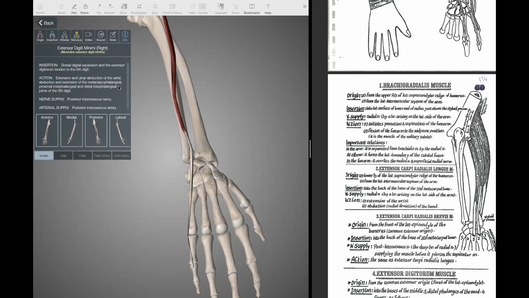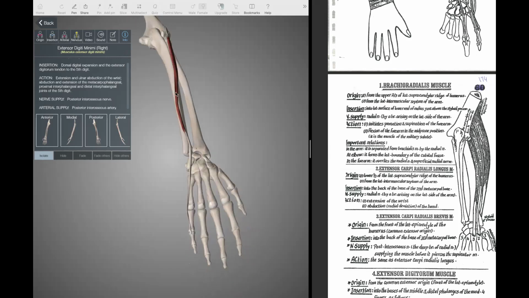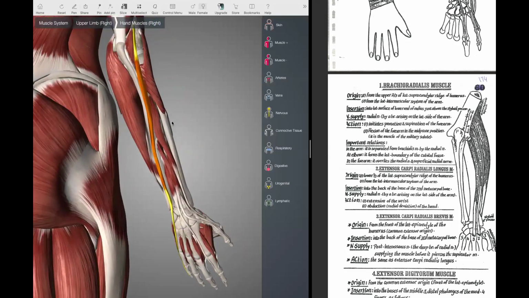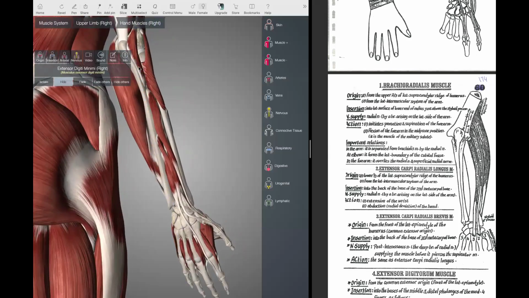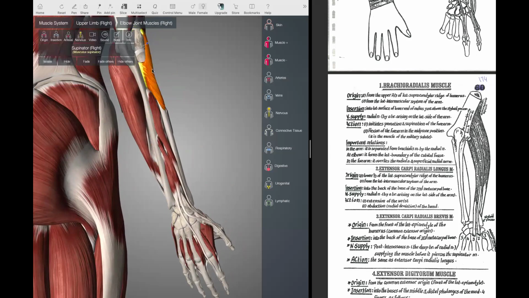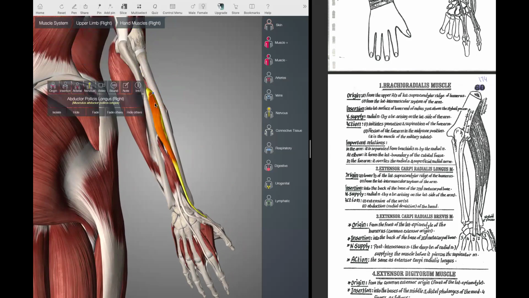Don't learn posterior interosseous here, just say radial, okay? Because posterior interosseous is part of the radial nerve. Now, then we go to anconeus. I don't want anything about this. I don't want anything about supinator. Here, let's write a little bit about those muscles. I don't need so much.